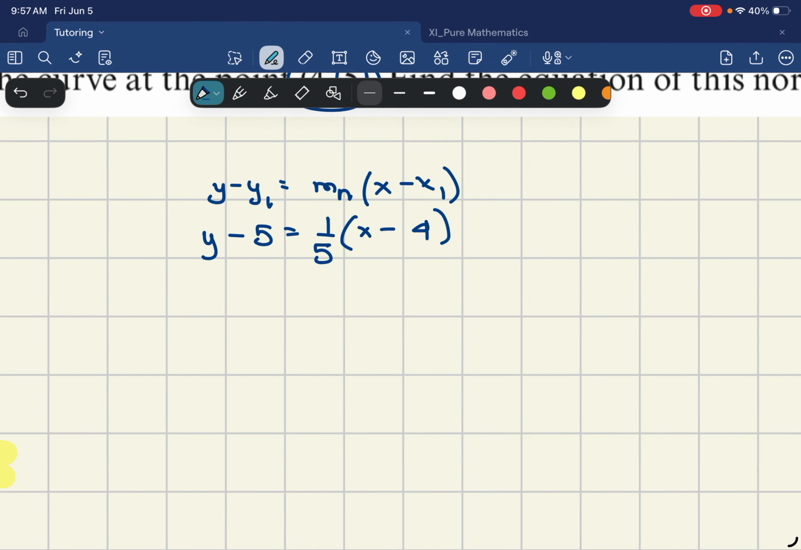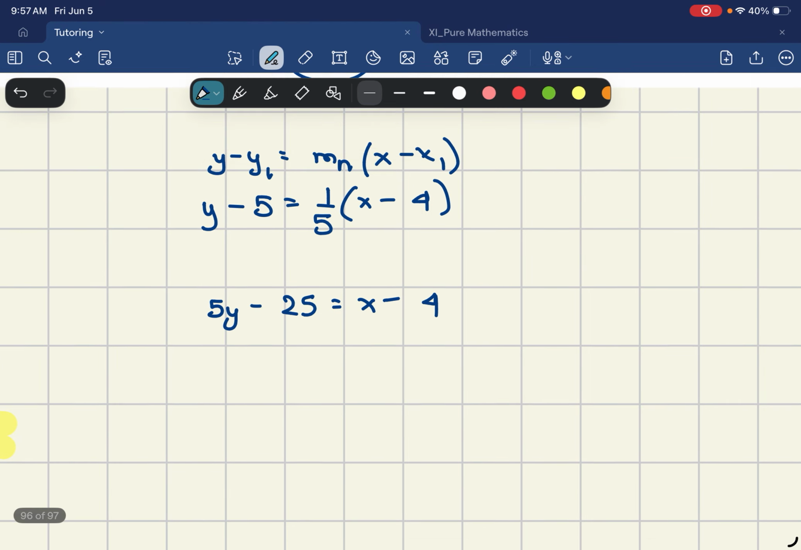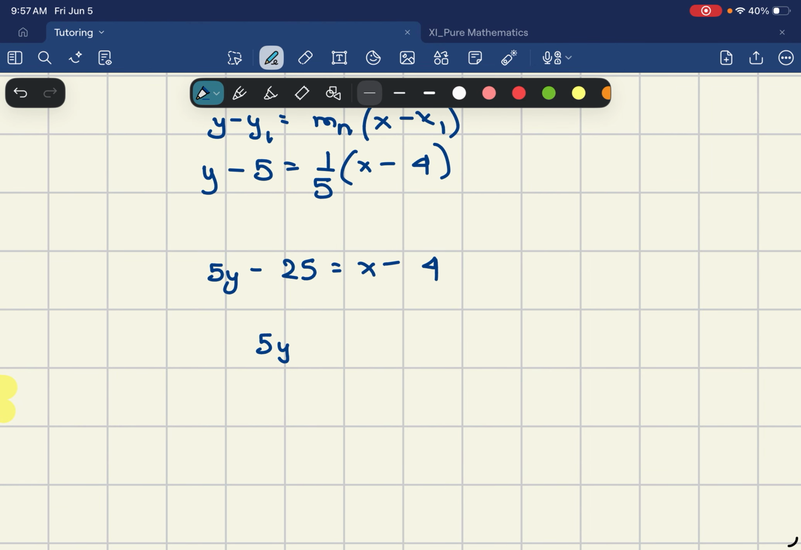Multiply by 5 on both sides. You get 5y minus 25 is x minus 4. And then you get 5y is equal to x, and if you add 25 on both sides, you get this expression. And we are done with this topic.